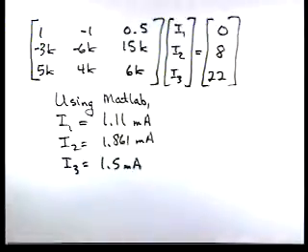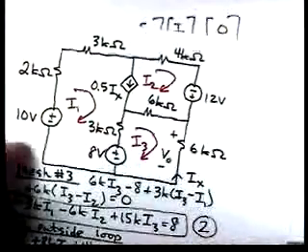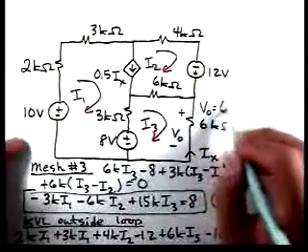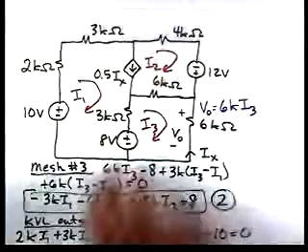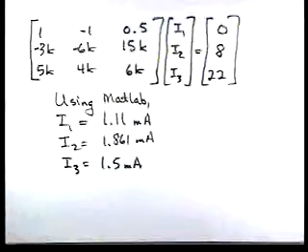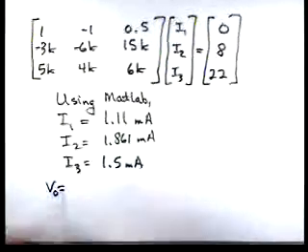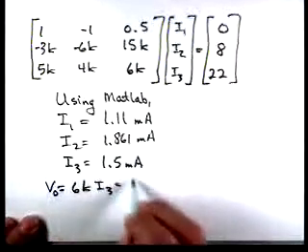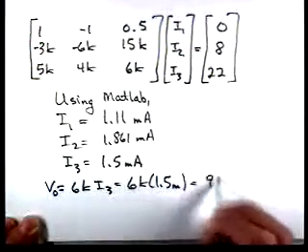If we look back at our circuit, we'll certainly see V0 is 6K I3. So then V0 is 6K times I3, 6K times 1.5 milliamps is 9 volts.